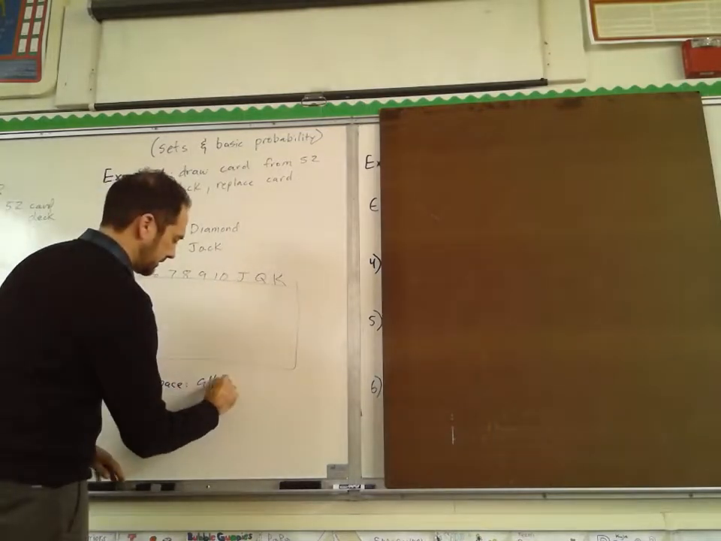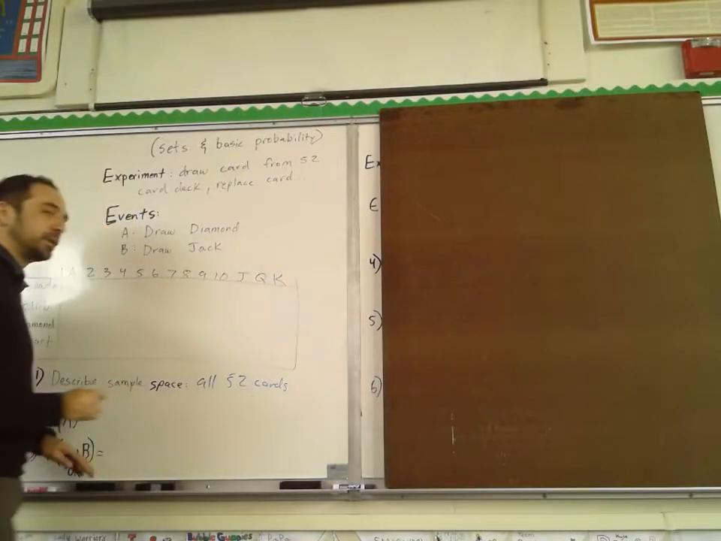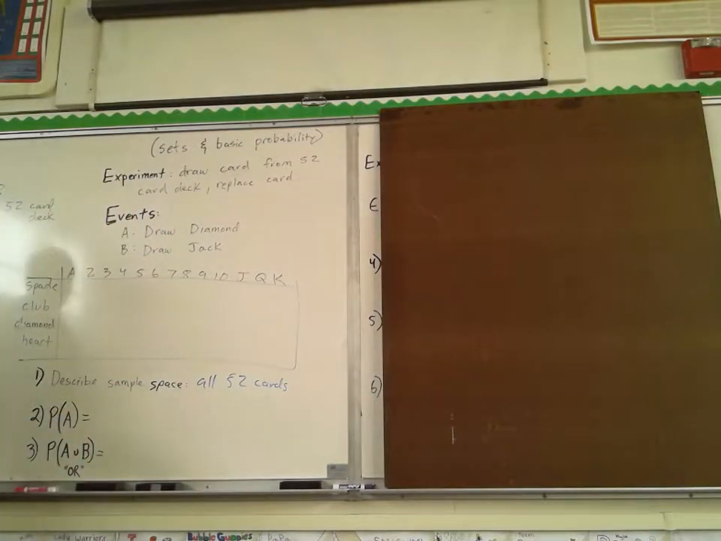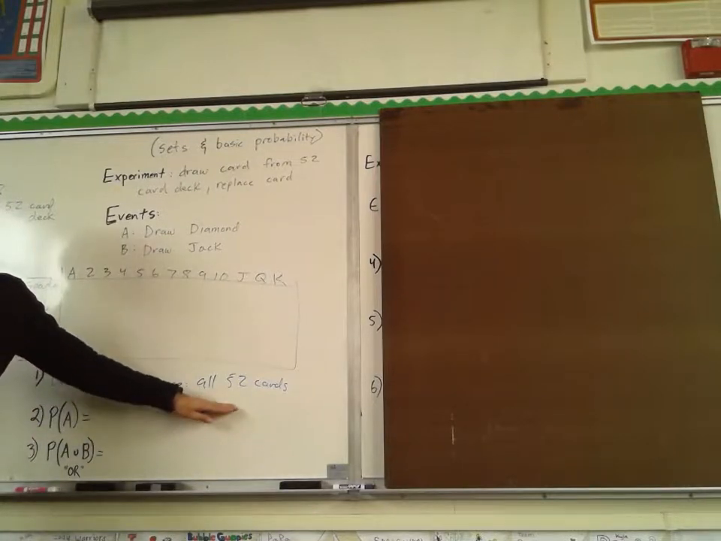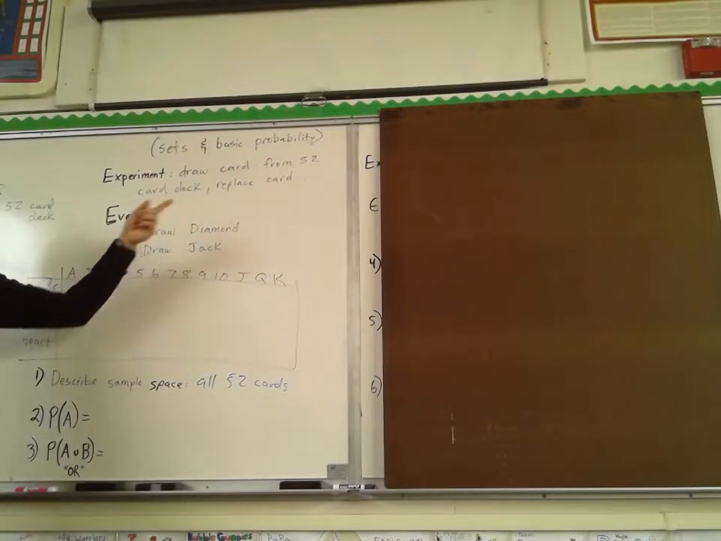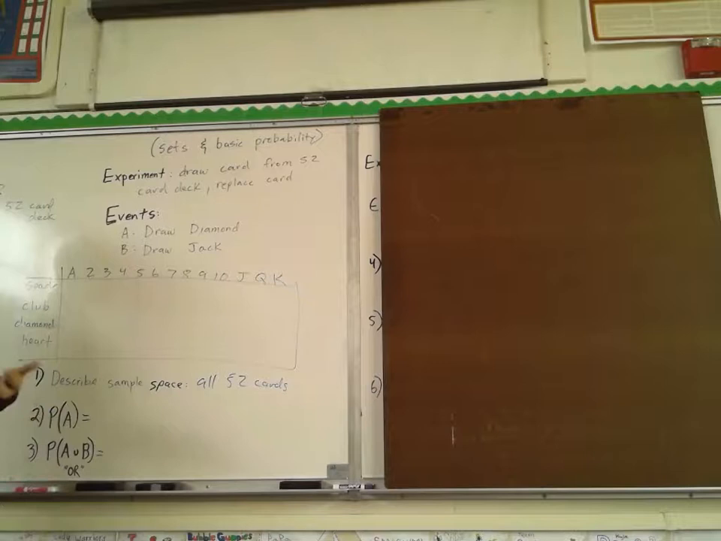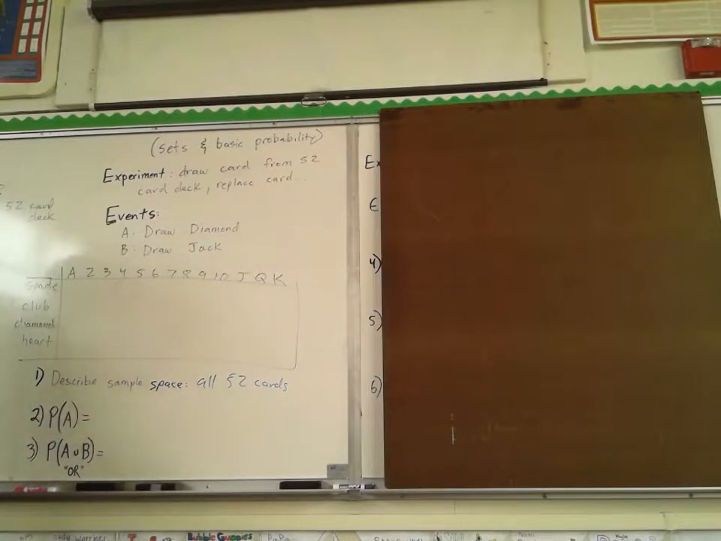All 52 cards. You have to know the sample space because all of the probabilities we're doing have the denominator, the bottom number, out of 52 cards. Since we are replacing the card, if I wasn't replacing it, the next one would be out of 51, the next one out of 50, and so on. I'm replacing it, so I know that the sample space is all 52 cards, and it's going to be the denominator for all of my probabilities.